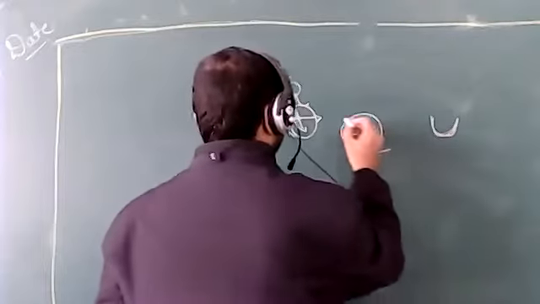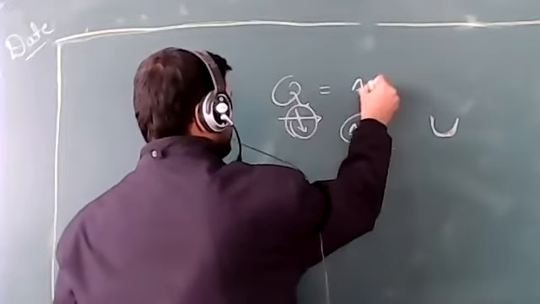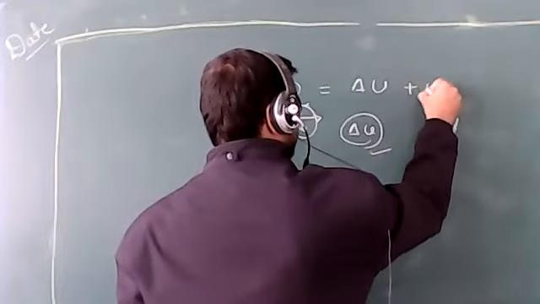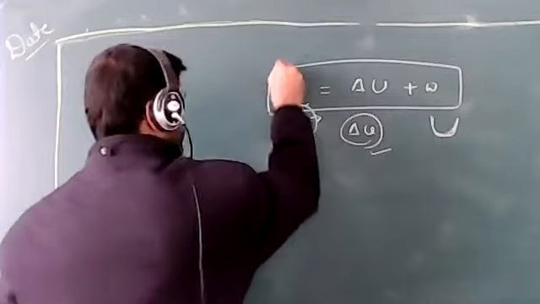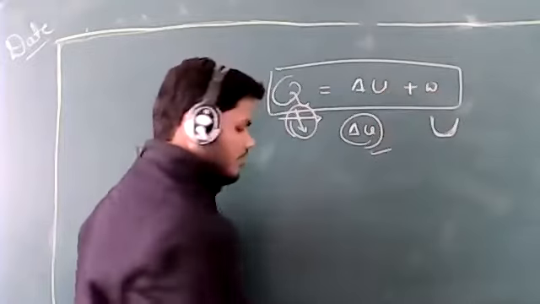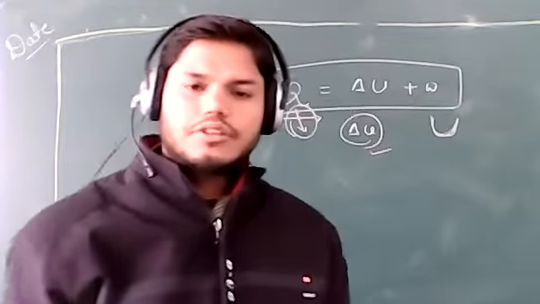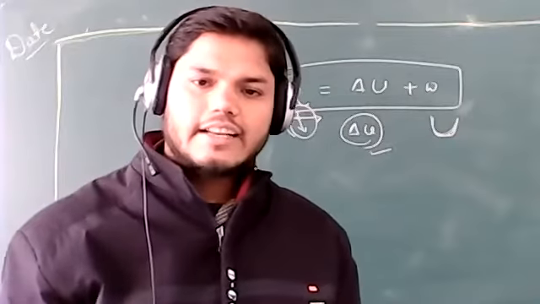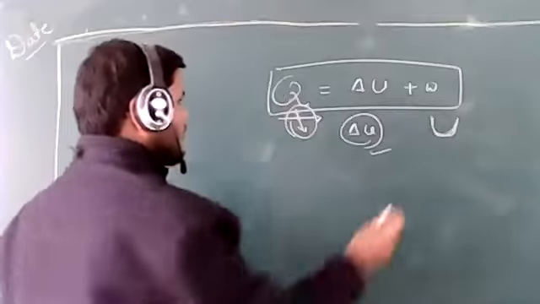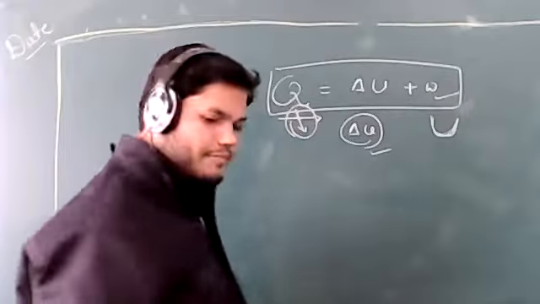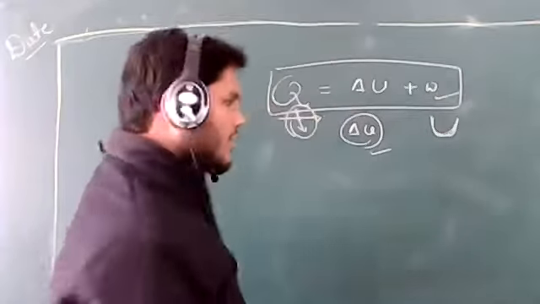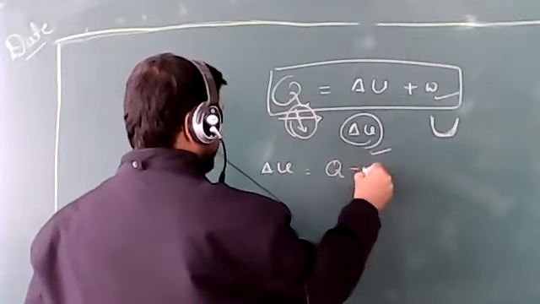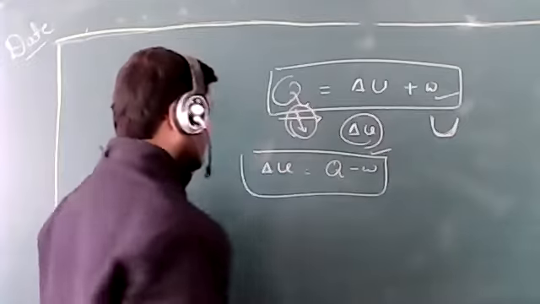So if q amount of heat is given to the system, it is used to increase the internal energy of the system plus some work done by the system. That means q equals delta u plus w. Whatever heat we have supplied to a system is used to increase the internal energy as well as the work done by the system. So this is the first law of thermodynamics. If you want to find delta u, how can you find it? Q minus w.